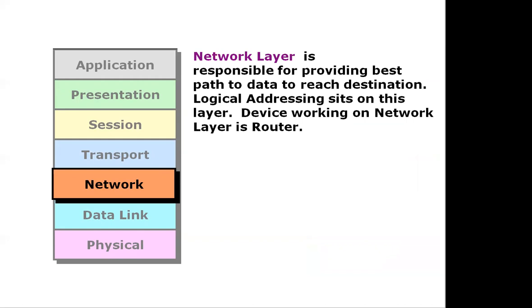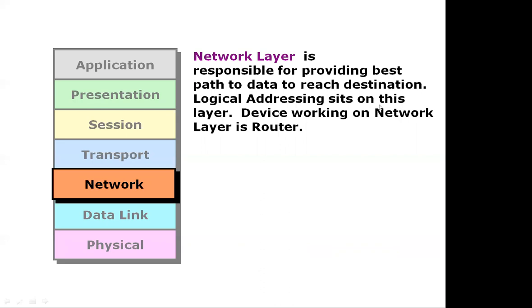Next is the network layer. Let's come to the point of the network layer. The network layer is responsible for providing the best path. Now understand this layer. The network layer is responsible for providing the best path for data to reach its destination. So the network layer is a very important layer because it is used to transfer data from one source to one destination. So on the network layer, we have to work on logical addressing.